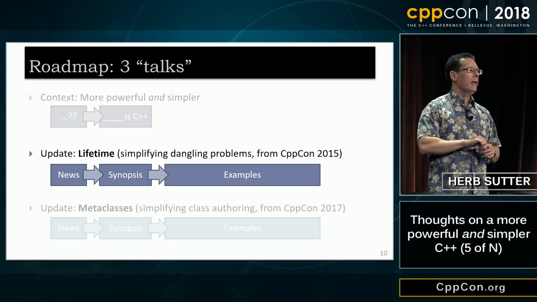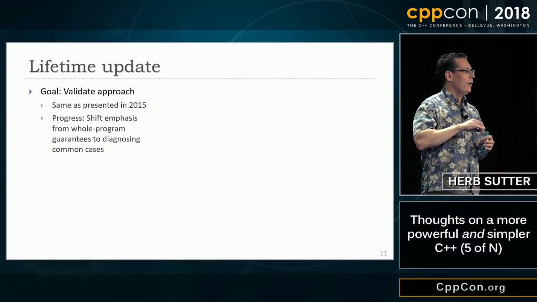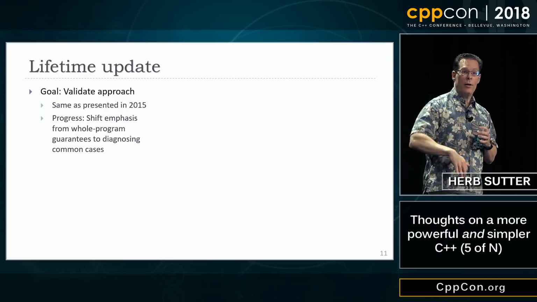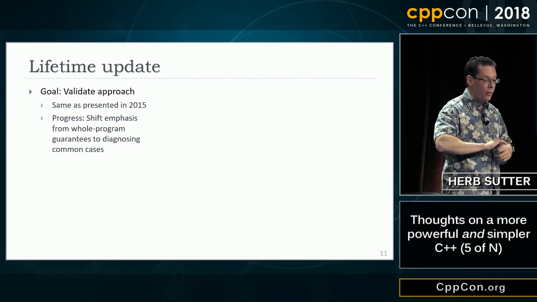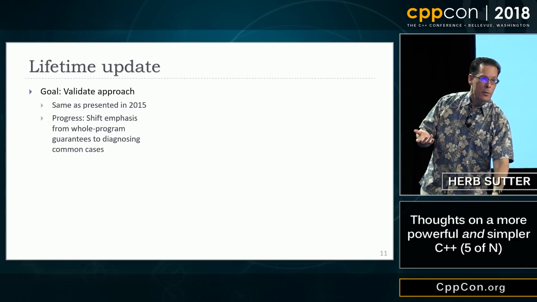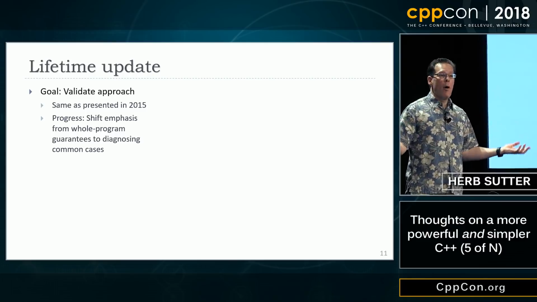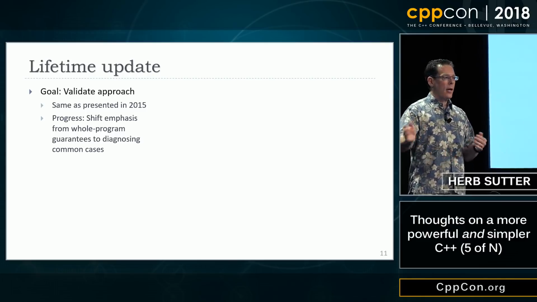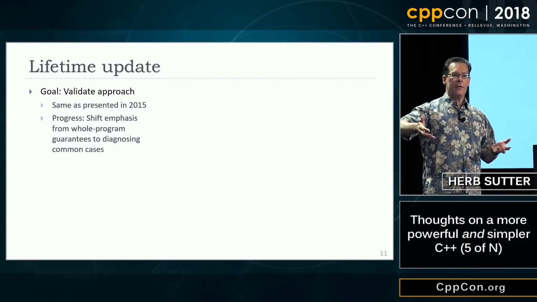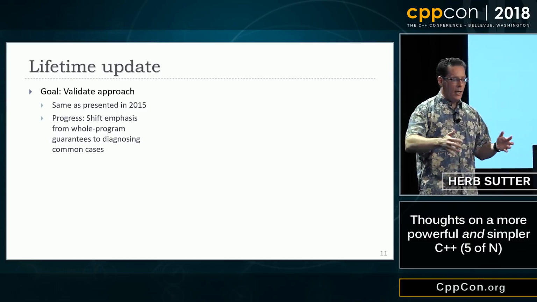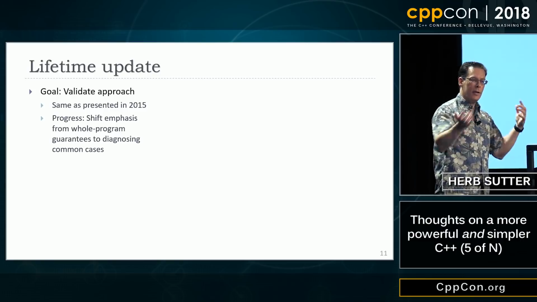So with that context, let's talk about the first of the two main topics, which is the lifetime extensions for simplifying dangling problems. The goal here is to validate the approach that I presented here 3 years ago, and the approach you're going to see today, and that you see in the paper that was posted last week on the core guidelines repo, is still the same model. The main change that we've done, besides a few minor tweaks, is to shift emphasis from whole program guarantees, perfection, to diagnosing common cases, the 80–90% value. And we're going to see examples of that.